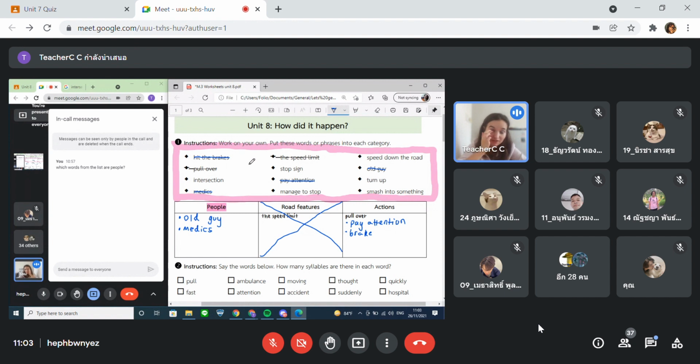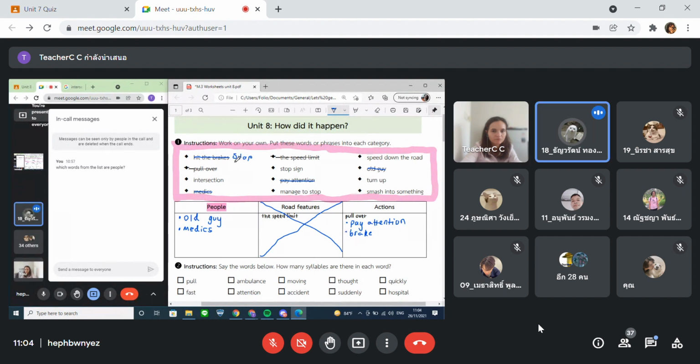For example, in the example I just gave, a child ran out into the road, so I had to hit the brakes. You have decided that you need to stop quickly so that you don't hit a small child with your car. Yeah, because that won't be good. Perfect. So pay attention means focus, and hit the brakes means stop quickly. Okay? Perfect. Any other actions?